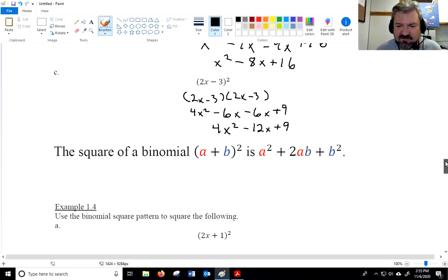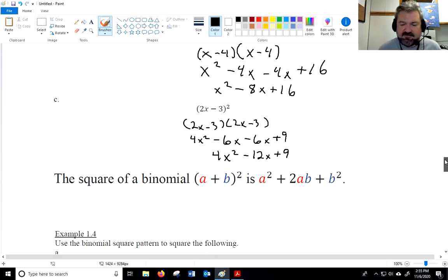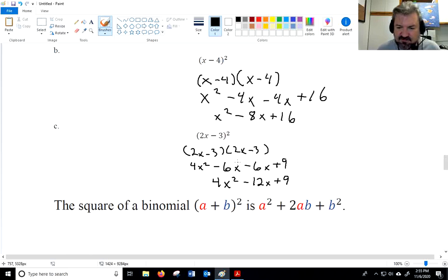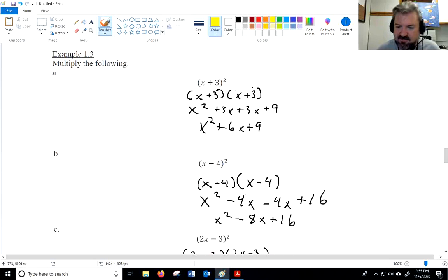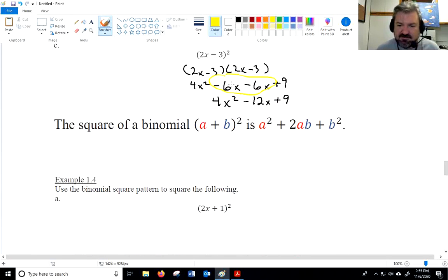Okay, so what is all this showing us? Well, it's showing us a pattern. And that pattern is that we always end up with two of these terms in the middle. Do you see that? We got the double minus 6x, 2x times a negative 3. Here we had double minus 4x. We had a double plus 3x. And so we can see in the pattern that if you have a plus b squared and you FOIL that out, you'll get a square on the a and a square on the b at the front and end. And in the middle, you get this 2ab. So when you square a binomial, do not forget the 2ab. But let's try and use the formula to do this more efficiently.